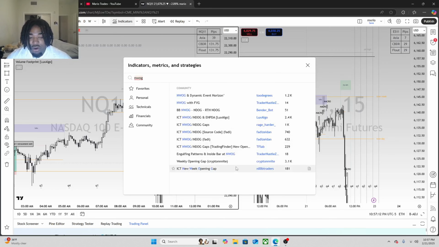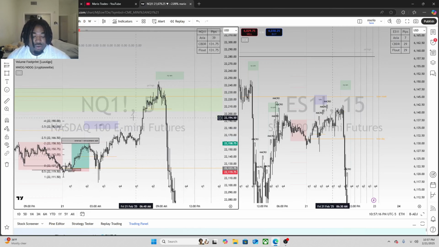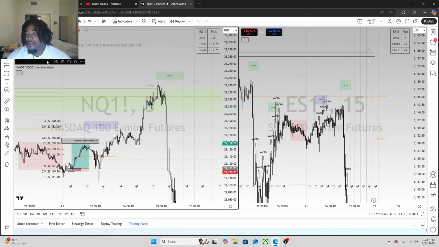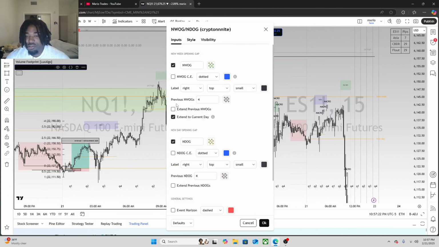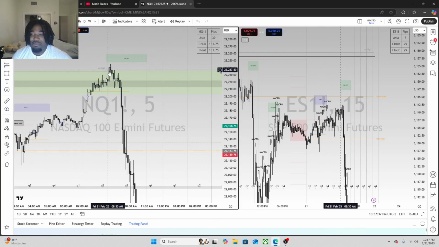New week opening gap by Kryptonite. We can see that we had a new day opening gap. That was to draw liquidity for our manipulation going into New York, right? Let me fix the settings on here so we can see. See, multiple new week opening gaps. That was to draw liquidity, swept previous highs. We end up displacing below, right?